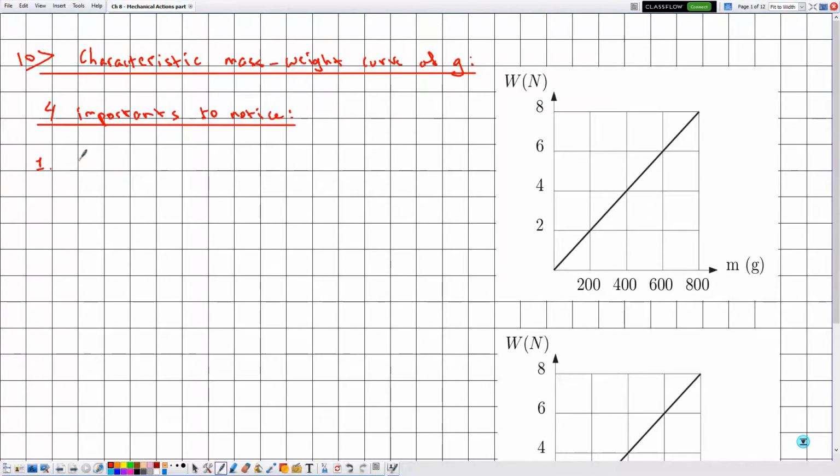Then let me say the characteristic mass-weight curve of the gravitational field strength is a straight line passing through the origin.